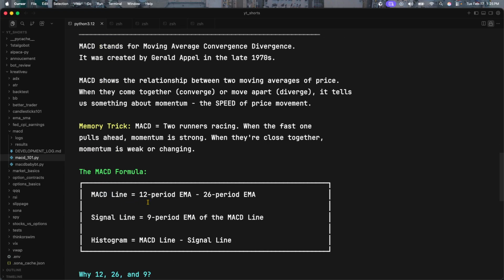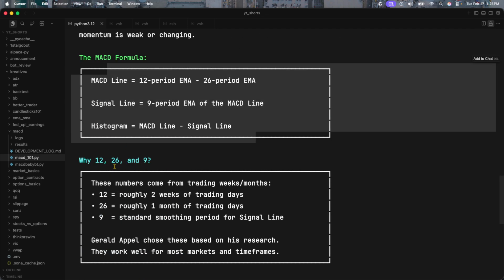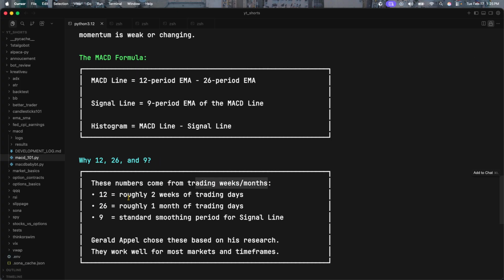The MACD line equals the 12 period EMA minus the 26 period EMA. The signal line is the 9 period EMA of the MACD line. And the histogram equals the MACD line minus the signal line. We're going to be breaking this down so we can actually understand it. So why 12, 26, and 9? These numbers come from the trading weeks and month. 12 is roughly 2 weeks of trading days. 26 is roughly 1 month of trading days, and 9 is the standard smoothing period for the signal line.